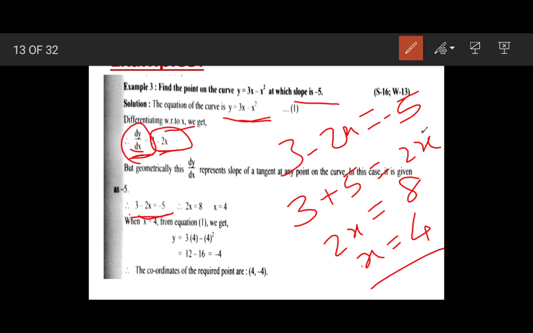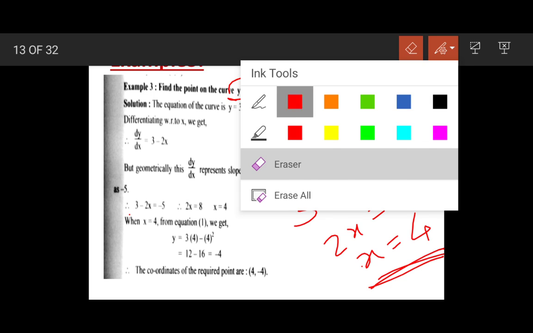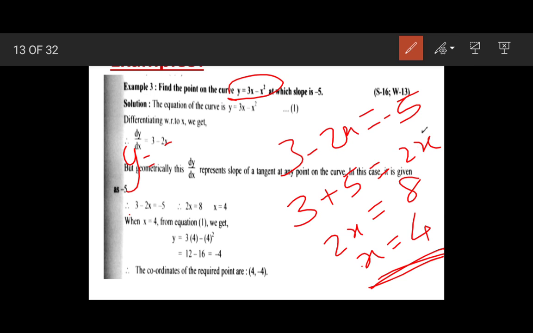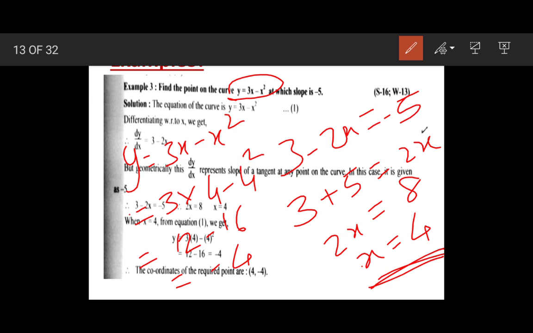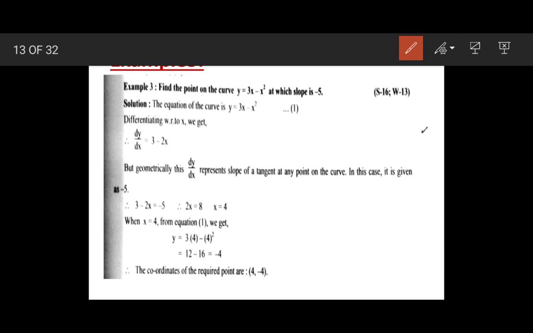Okay. Now I got the x value. So I am going to put this x in the y equation. So y is what? See here. y is 3x minus x square. So 3 into 4 minus 4 square. So 12 minus 16, minus 4. Okay. So x is 4, y is minus 4. So the point is 4, minus 4. Okay.